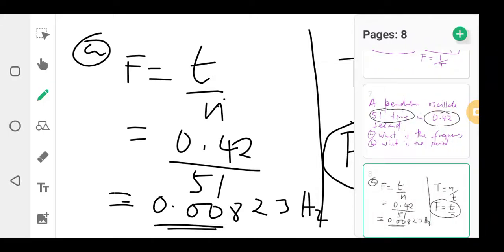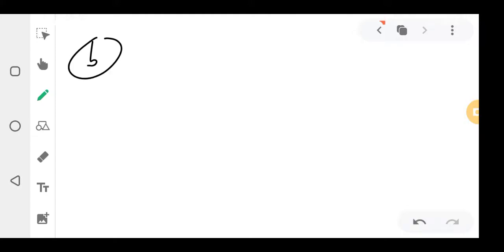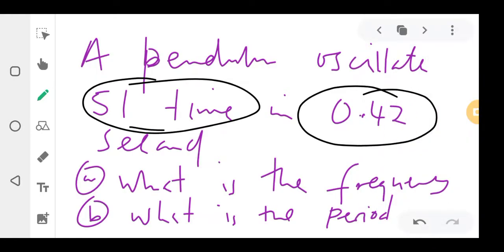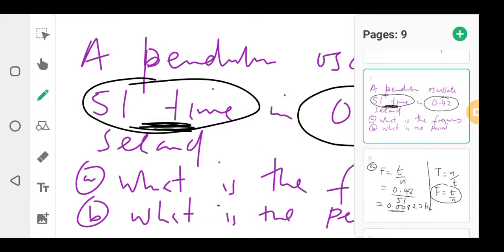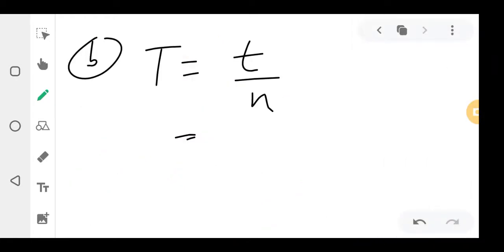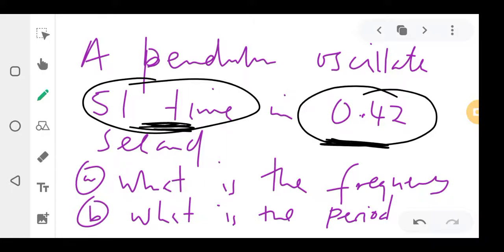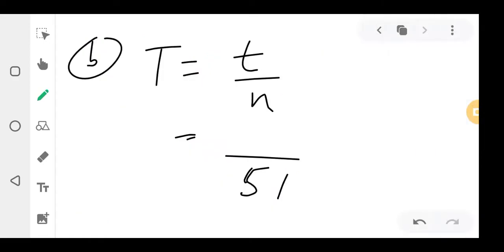So that is A. B says calculate the periodic time. So periodic time is equal to number of oscillations over n. The number of oscillations that was provided for us was what? If you remember, the number of oscillations is 51. So we are now calculating the second part. Number of oscillations is 51. What about the time? The time is 0.42 seconds. So I'll put 0.42 seconds. So what is 0.42 divided by 51, guys?